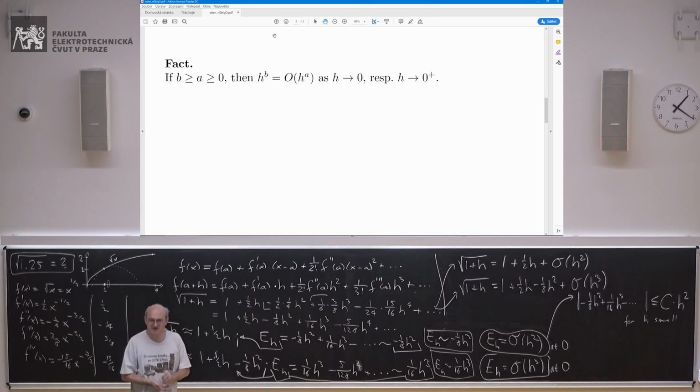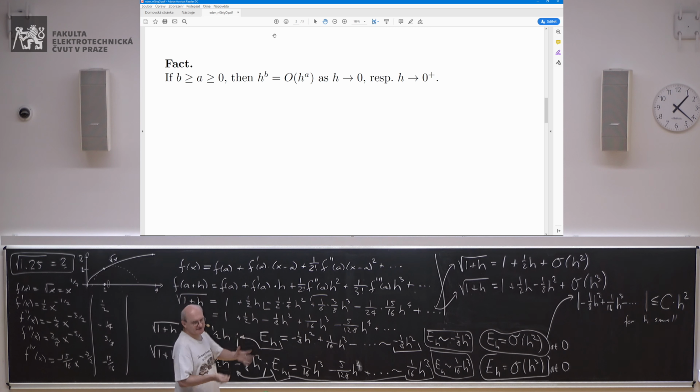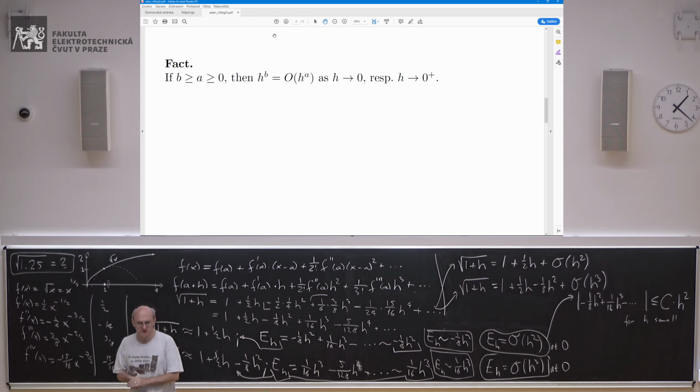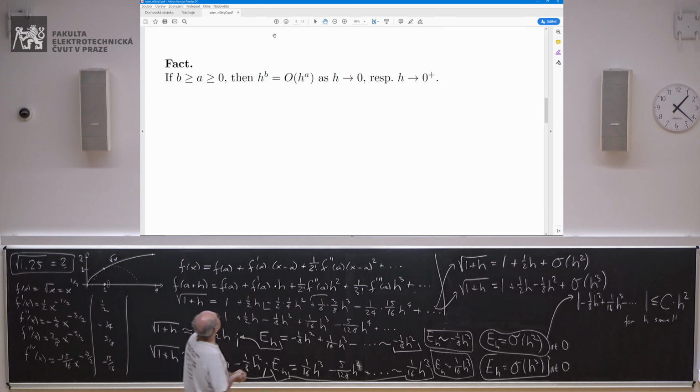The first rule tells us what happens when two different powers meet. Now, remember that lower power means that it's dominant, that it's large. So b is larger now, so h to b around 0 is something small, smaller than h to a. So when a smaller meets the larger one, the larger wins. So the power h to b gets swallowed up by capital O h a.